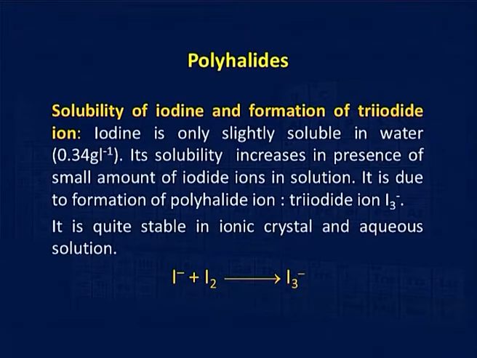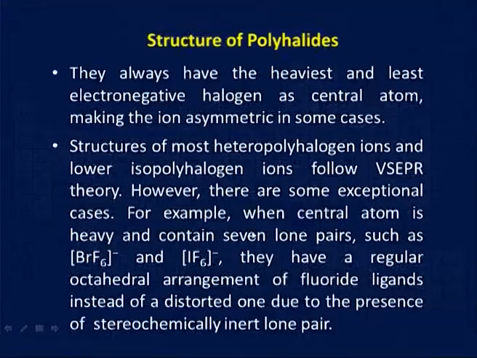Suppose you have taken a potassium iodide solution, then the solubility increases, and this is explained as appearing due to the formation of a polyhalide ion, particularly the triiodide ion. It is quite stable in ionic crystals and also in aqueous solution. So, this is the way the triiodide ion is formed in a solution of potassium iodide. The structure of the polyhalide.